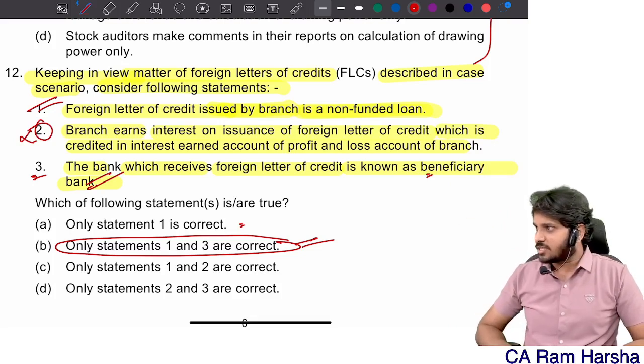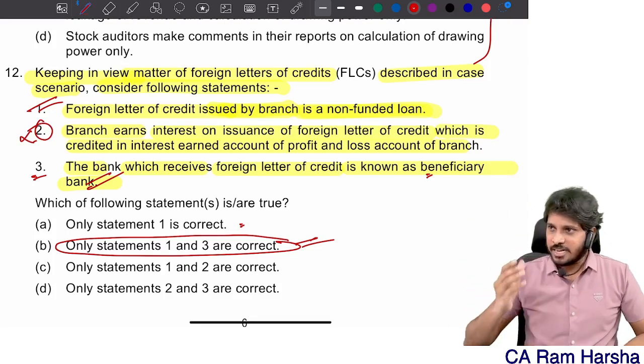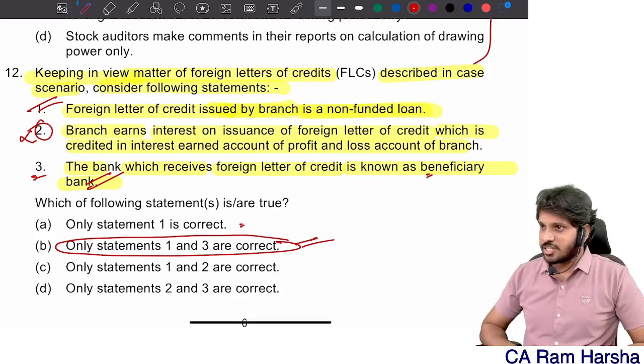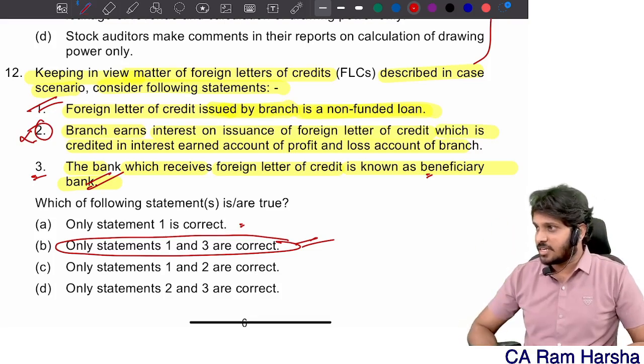What are the types of advances? We have a discussion on that. Funded advances, non-funded advances, we have a discussion. Based on nature of security, all that we have a discussion. Next.